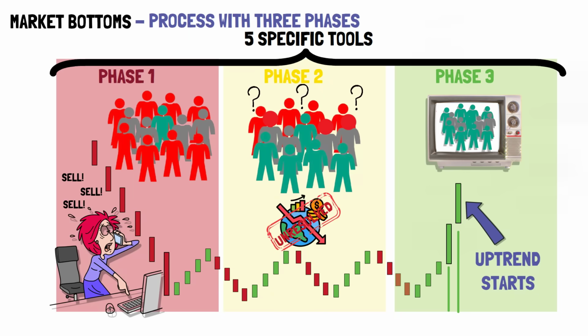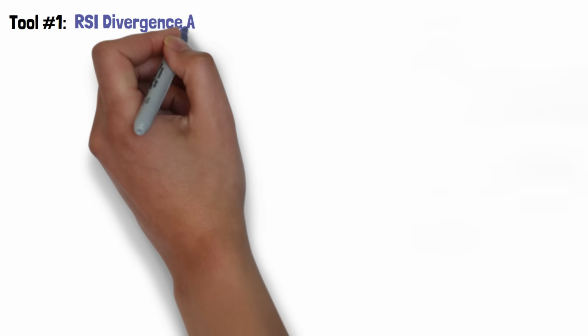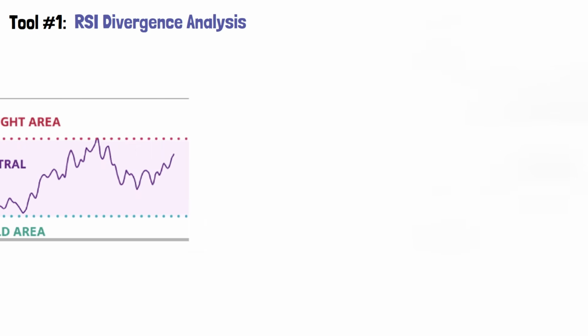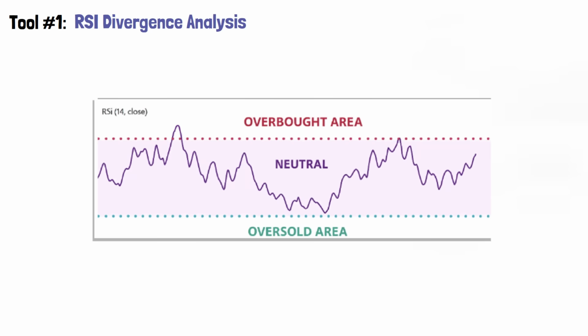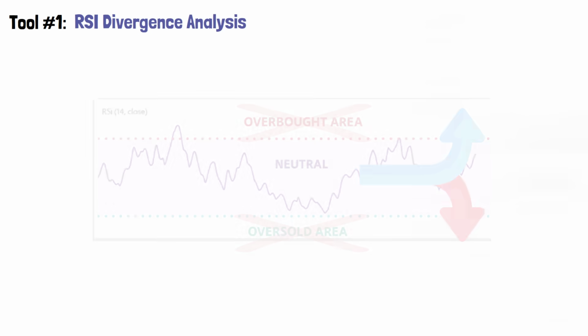Let me walk you through each one. Tool 1. The RSI divergence analysis. The relative strength index becomes our first weapon, but not in the typical overbought, oversold context. We're hunting for divergence patterns near potential bottoms.